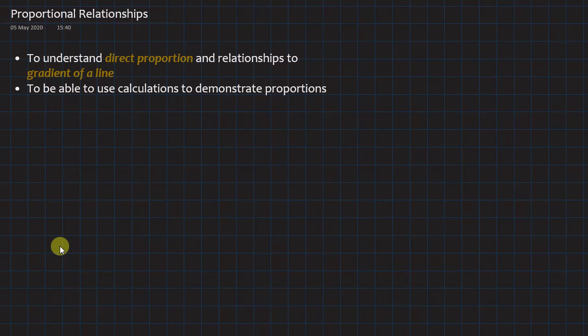Hi, today we're going to be discussing proportional relationships. This is something I've been doing with you all year in one way or another. Many problems in mathematics are actually direct proportion problems.